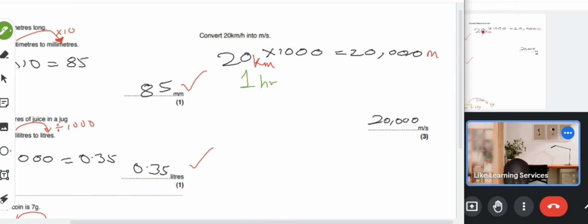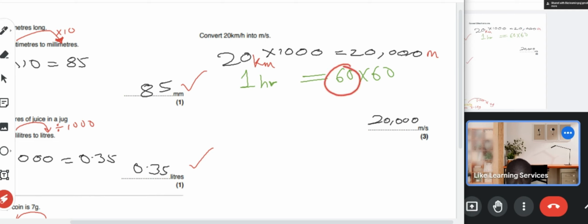1 hour is how many seconds? 60 times 60, because 60 minutes make 1 hour, and 60 seconds make 1 minute. So from hour to seconds will be 60 times 60. That's 3,600 seconds.